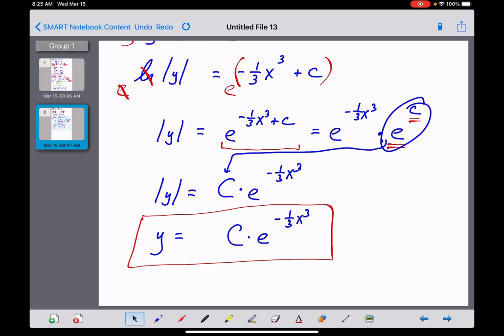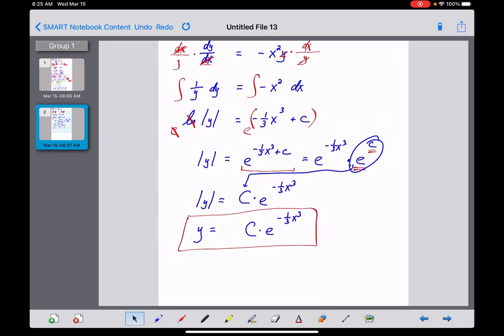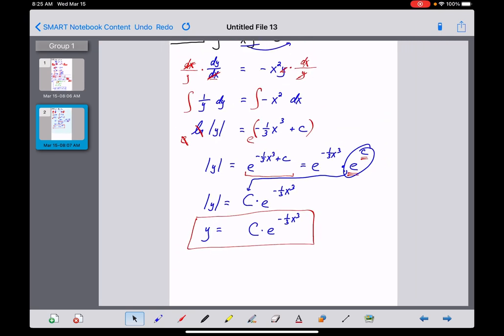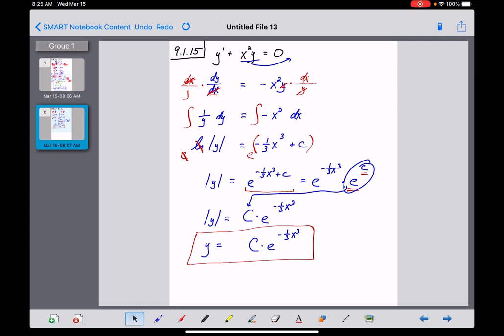So there's more than one way to skin that cat, everybody. There's more than one way to write that final answer, but I think that's one that you're likely to see down the road. So I just want you guys to get familiar with that format as we move forward.